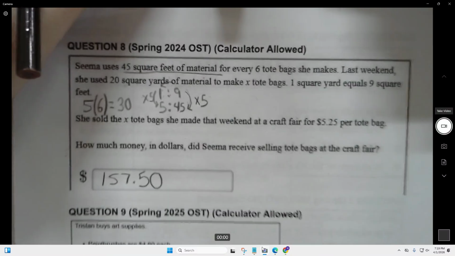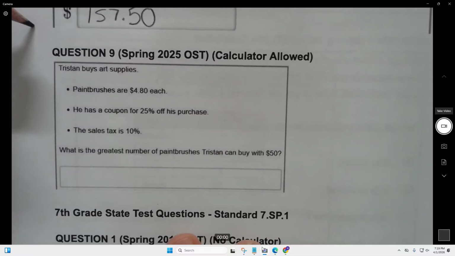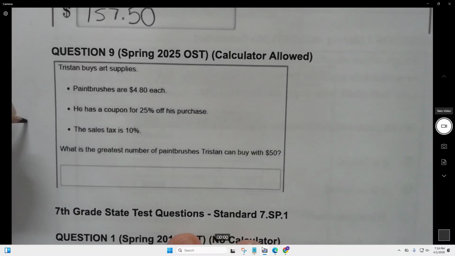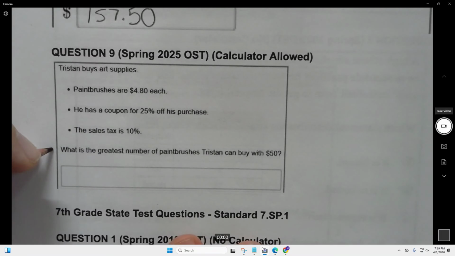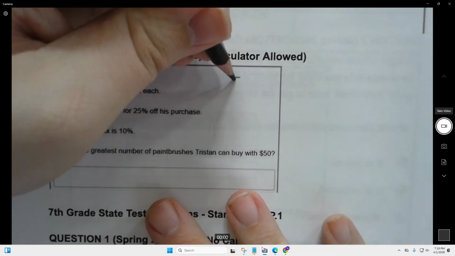Last one for this section. Tristan buys art supplies. Paintbrushes are $4.80 each. He has a coupon for 25% off of his purchase. And the sales tax is 10%. What is the greatest number of paintbrushes that Tristan can buy with $50? Okay, so we have $50.